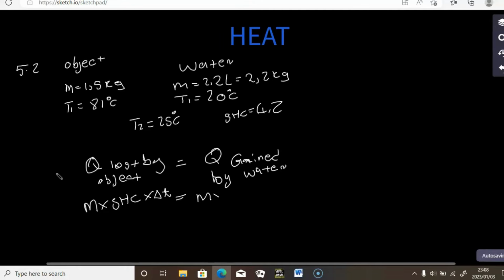Mass times specific heat capacity times change in temperature. We have everything here except for the specific heat capacity of the object. So this will be the mass of the object, specific heat capacity of the object, change in temperature of the object, and then this will be of the water.